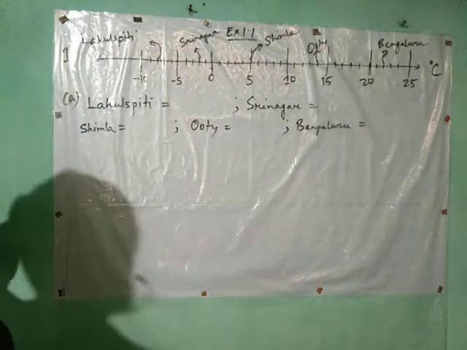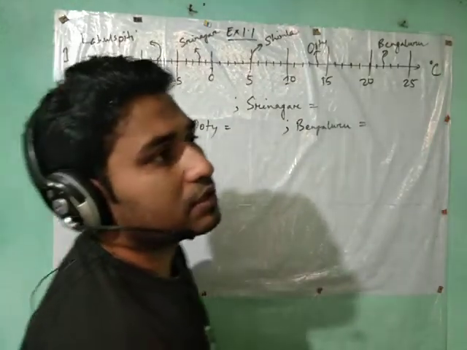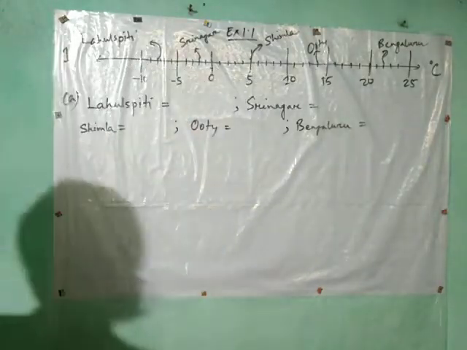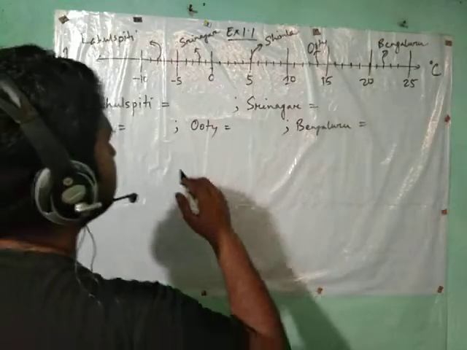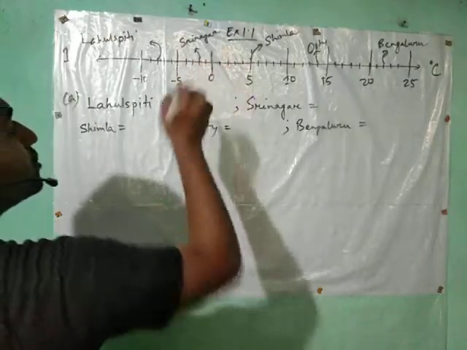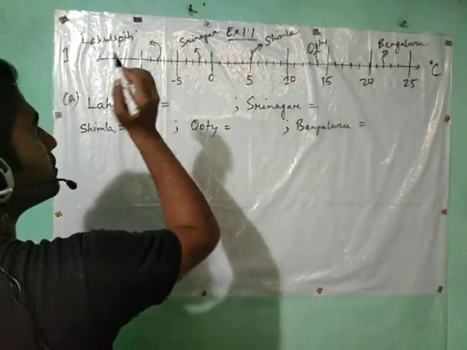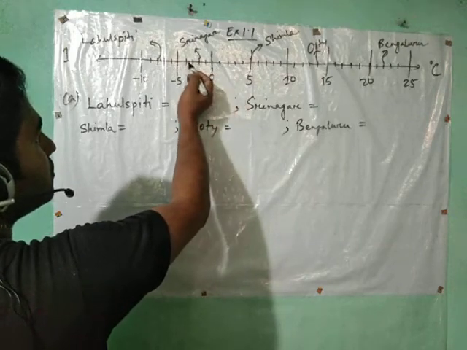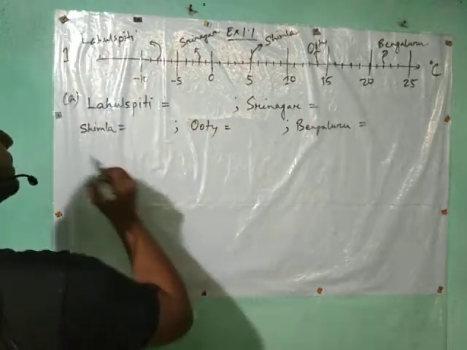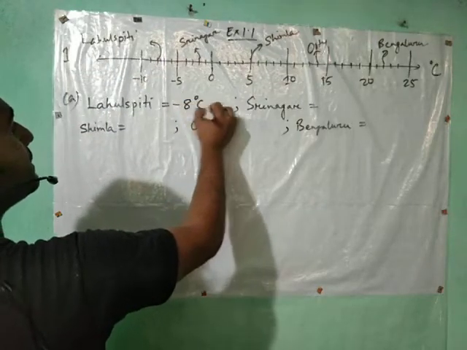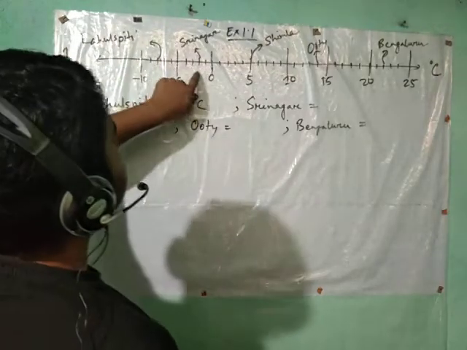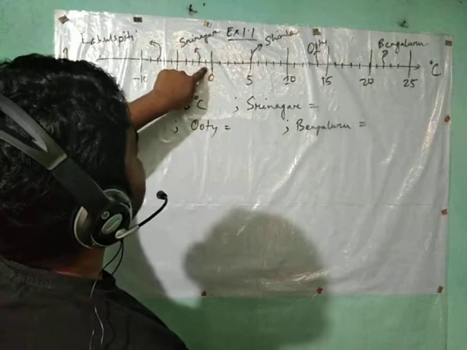Now Lahul Spiti, I have to measure with respect to 0. I have already discussed in a previous topic, whenever I was discussing the concept regarding integers, I told that 0 is the reference point. So I have to look at everything from 0. From here, if you look, this is -5, then -6, -7, -8. So -8 degrees centigrade is the temperature of Lahul Spiti.